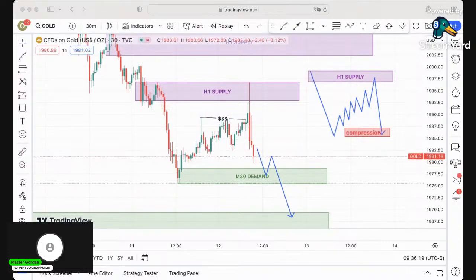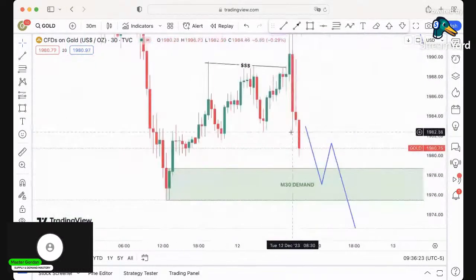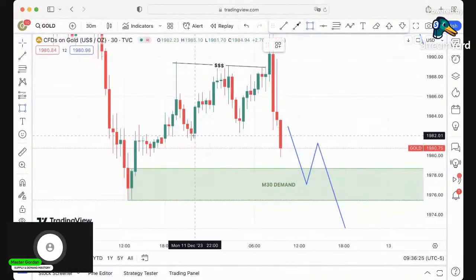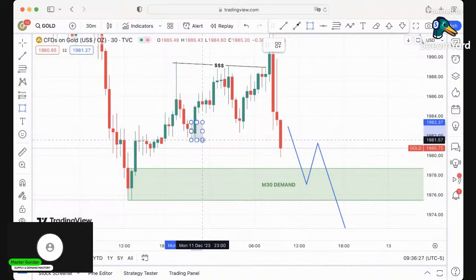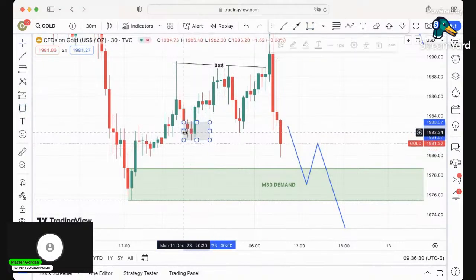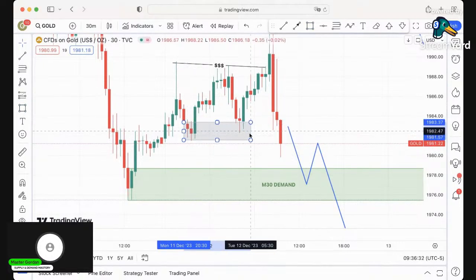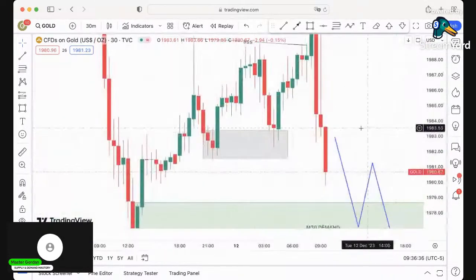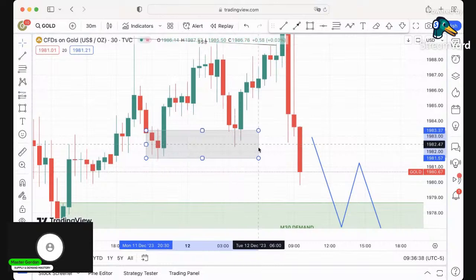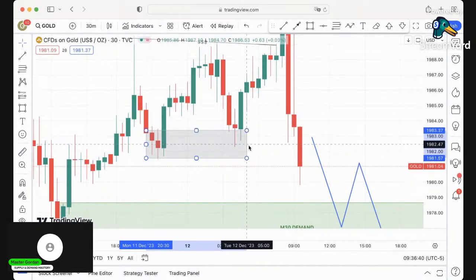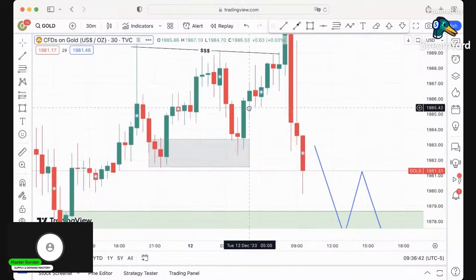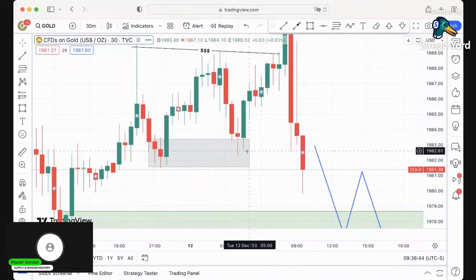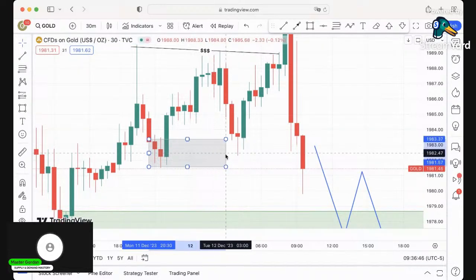How to tell if the zone has been mitigated? Very simple. For example, this is one of the previous demand zones, right? But after this, price came back to the zone and touched it. So this is what we call a zone that has been mitigated. If the price didn't touch the zone here, then this zone is still considered a fresh zone.